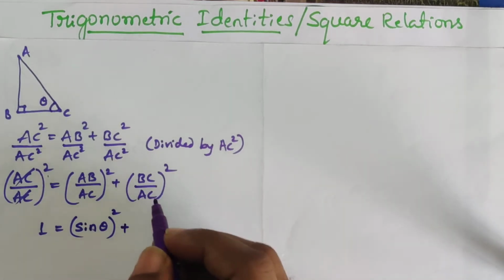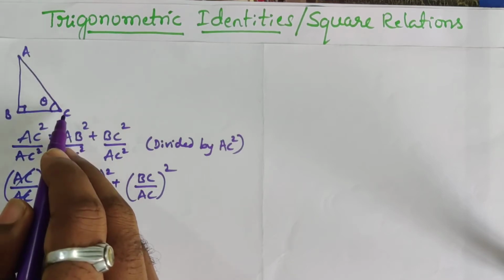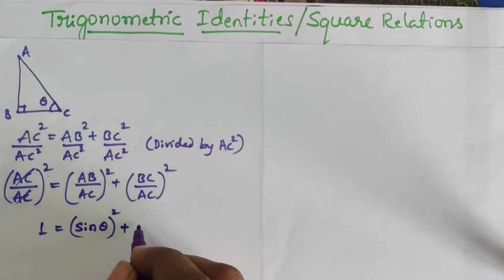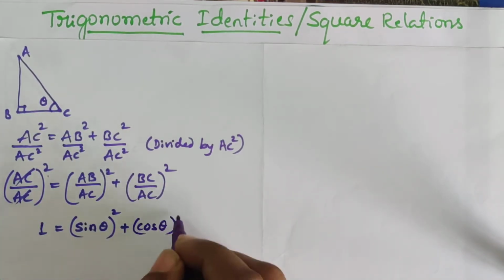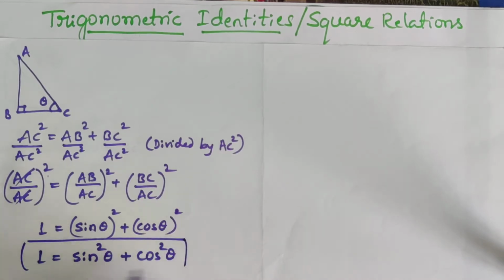Same way, BC by AC. With respect to theta, BC is base, AC is hypotenuse. Base by hypotenuse means it is cos theta, and then whole square as it is. So sin theta whole square can also be written as sin square theta, and cos theta whole square can also be written as cos square theta. So this is your first square relation, or we can say trigonometric identity.